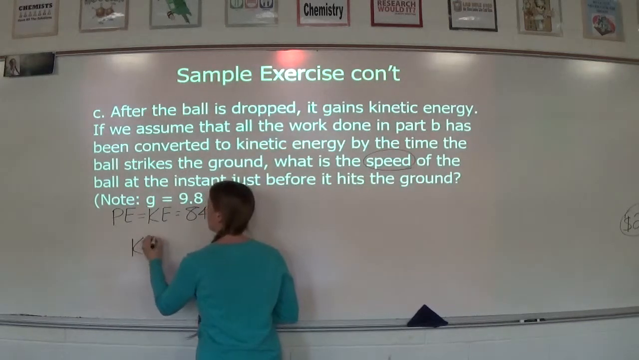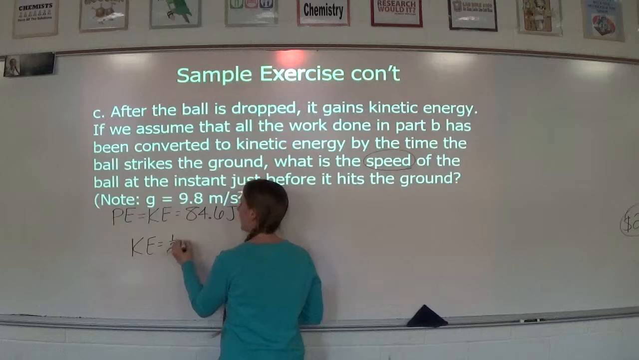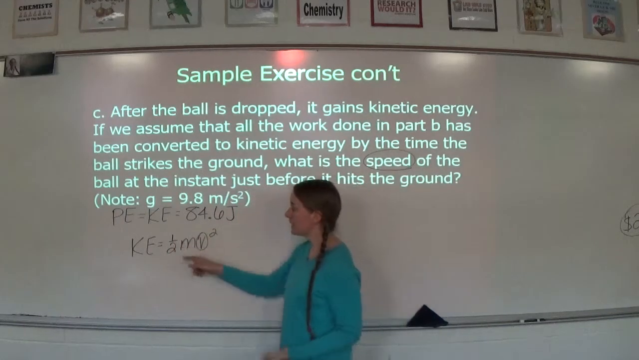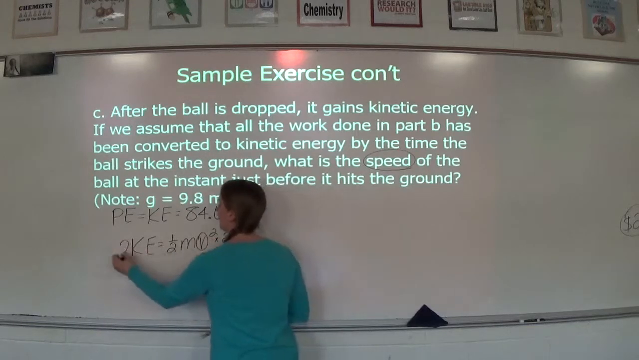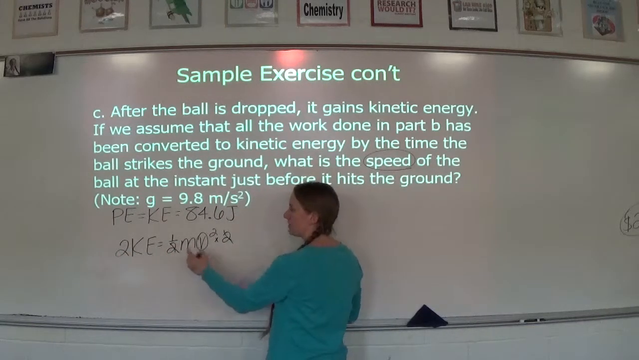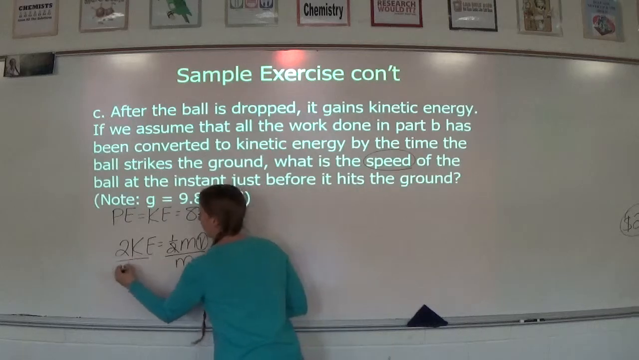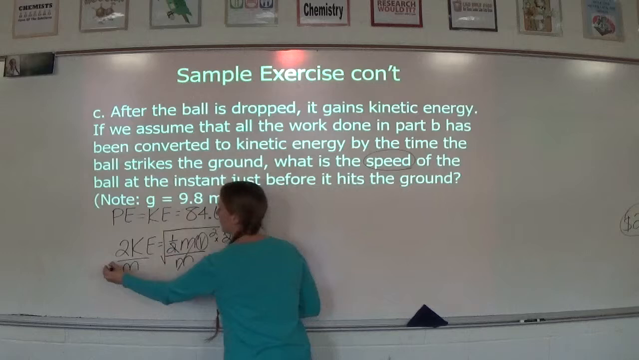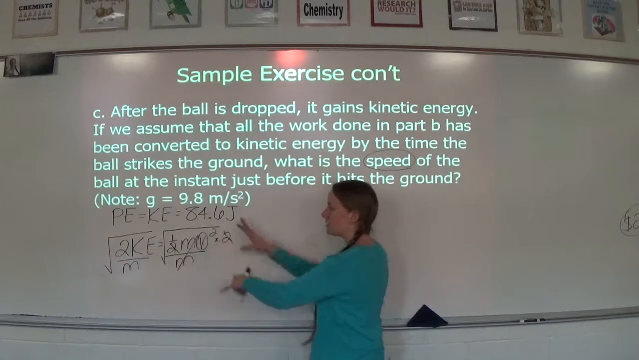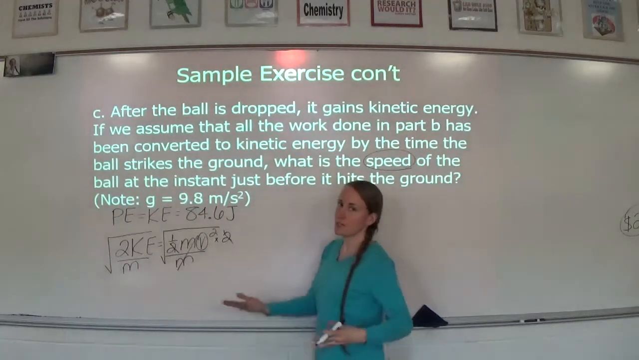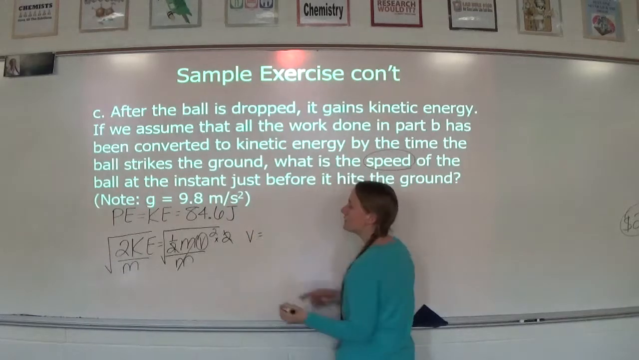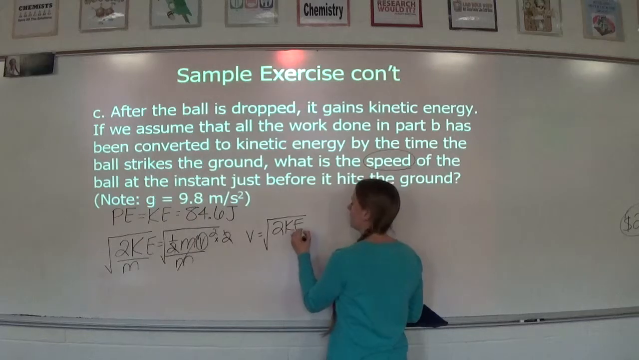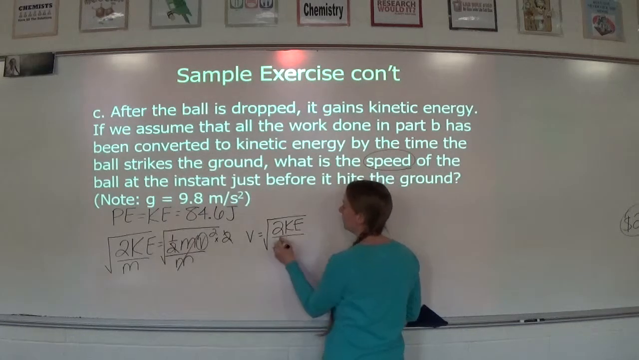So we need to rearrange our kinetic energy formula, which is 1/2 mv squared. We need to solve for velocity. So how do we get rid of the half? Well, you can multiply both sides by 2. How do we get rid of the mass? You can divide both sides by m. How do we get rid of the squared? You can square root both sides. So I know this is a whole bunch of stuff, but y'all should know how to do basic algebra. So that gives us v equals the square root of 2 times the kinetic energy over the mass.